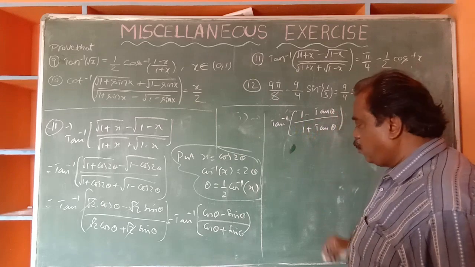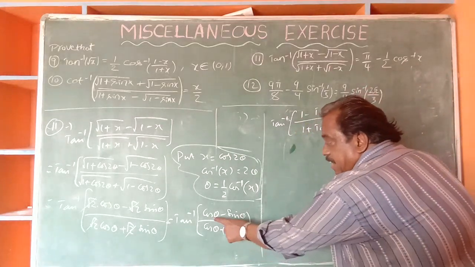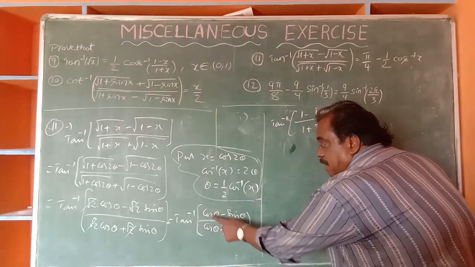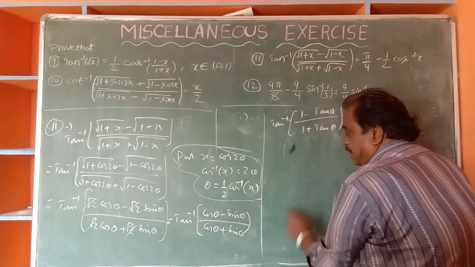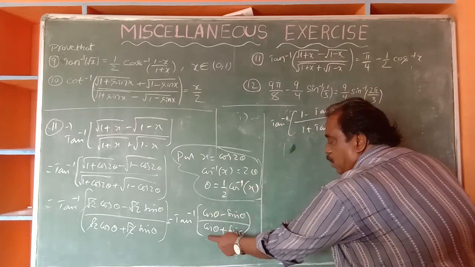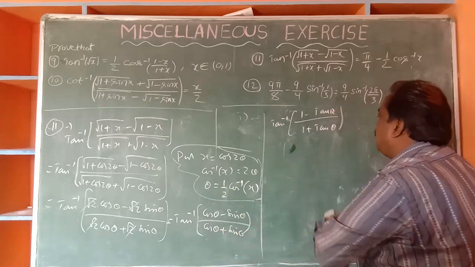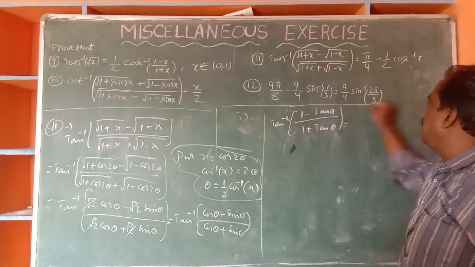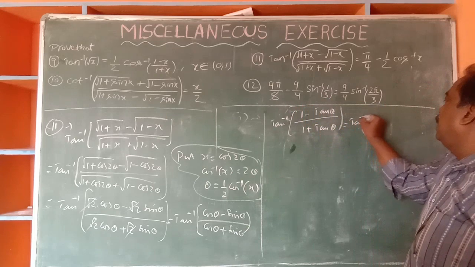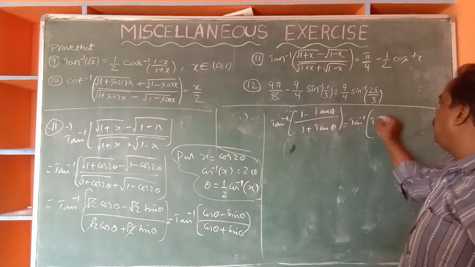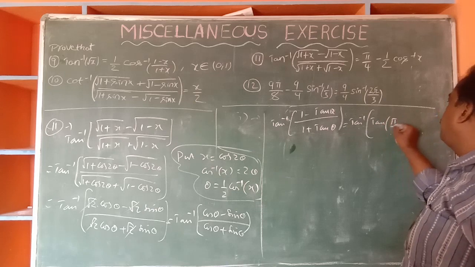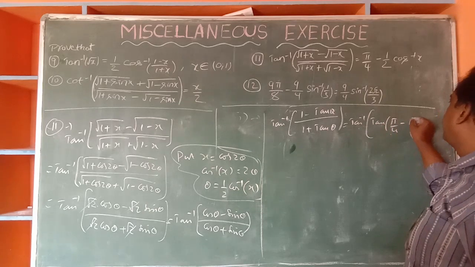This type of problems we solve. If you divide numerator and denominator with cos theta, cos cancels, 1 minus sin by cos is tan, and here also cos cancels, 1 plus sin by cos is tan. And you see, 1 means tan pi by 4. Or otherwise I will write it as pi by 4 minus theta.